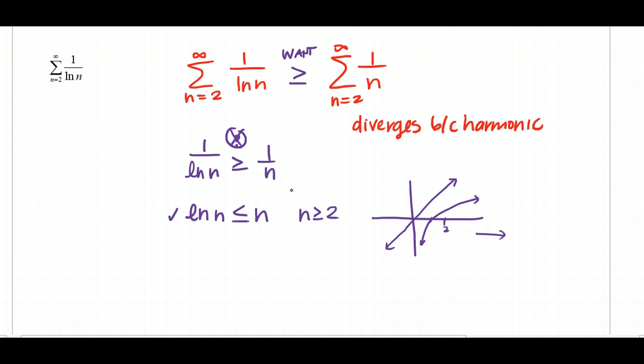If this inequality did not hold, then this test would be inconclusive. But because it did, because this series diverges, and I just showed that the general term, 1 over natural log n, is greater than or equal to 1 over n, by the direct comparison test, because this inequality holds, we have that this original series diverges. So by direct comparison test, since 1 over natural log n is greater than or equal to 1 over n, the original series diverges.